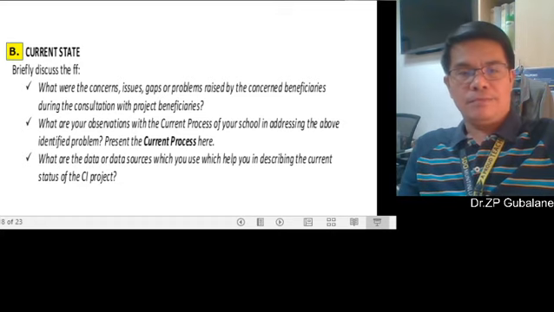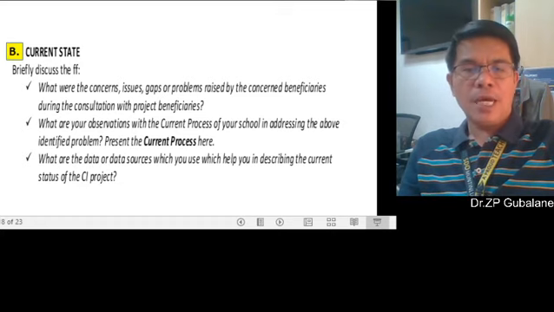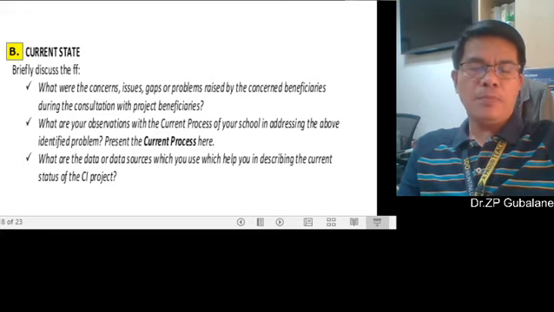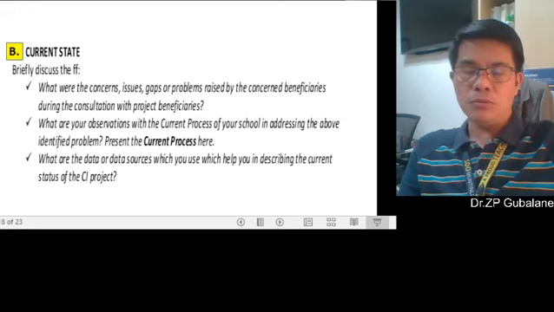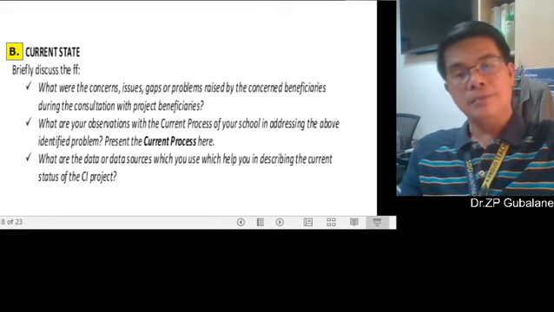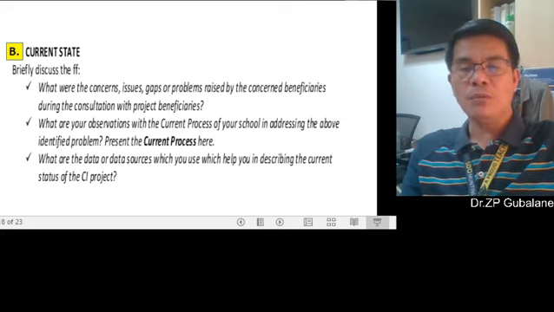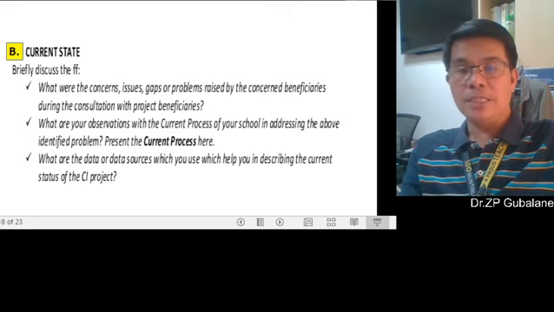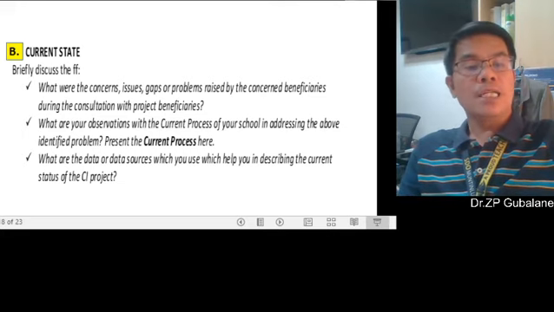Current state. Okay, so you write the current state, the present state of your CI project, and please be true to what you have written. Magpakatotoo lang tayo, or else para lang nating niloloko ang ating mga sarili. How can we improve something if it is not real? It is not real. Briefly discuss the following.